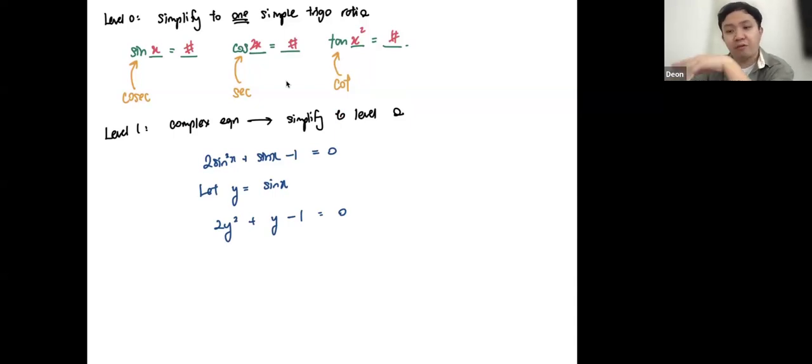Okay, so if we solve for y, then later we can solve for x. Does that make sense? Okay, so this still looks rather easy.